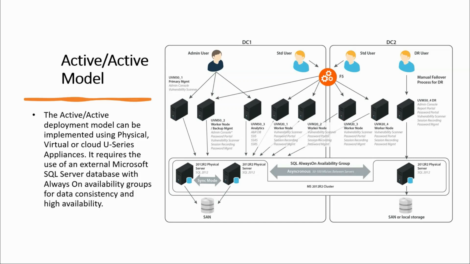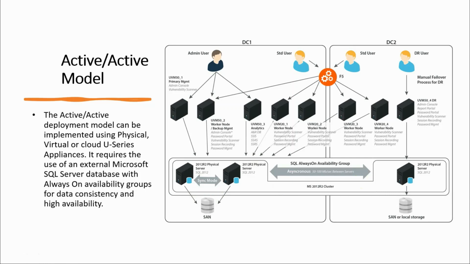Quite similar, in BeyondTrust we have the active model where we have the load balancer. You can see this F5. When a user is trying to access it, it will distribute the traffic, and we have all the servers in active mode. But we can also have a DR, which will be connected to the active server and just do asynchronous replication. Asynchronous replication is not the active one.